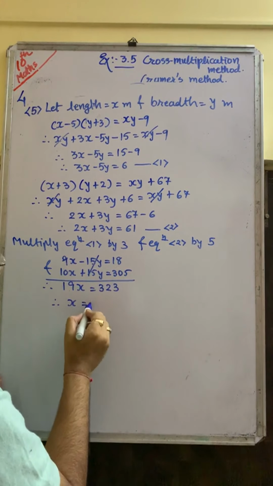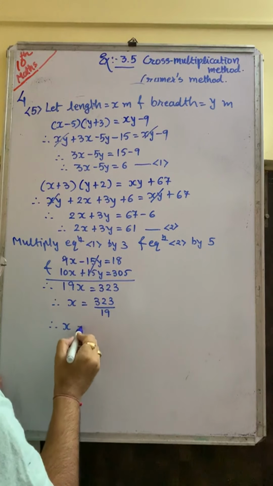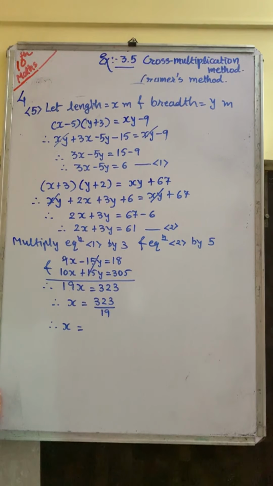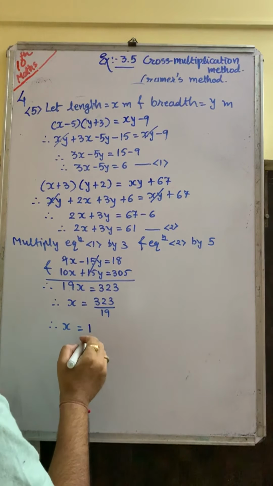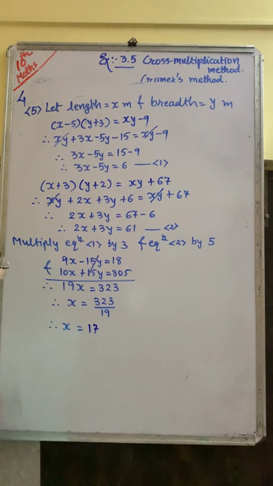So x equals what? 323 divided by 19. Now say the table of 19. 19 2s are 38, so 19 1s are 19. 32 minus 19, 13. 133, 19 sevens are 133. So x equals 17.